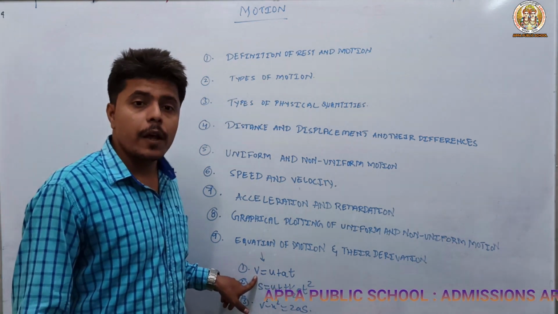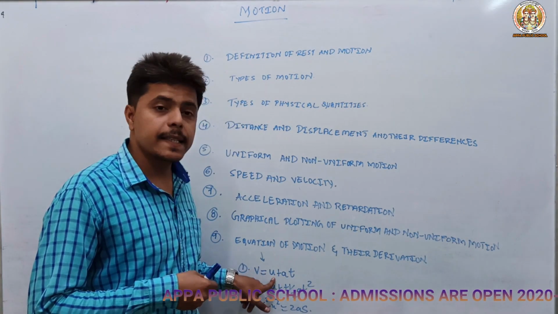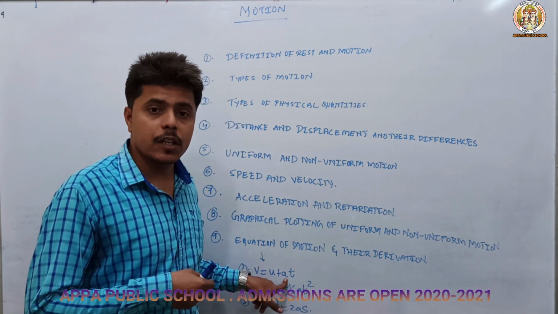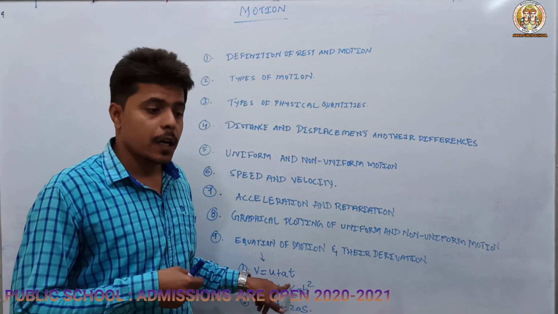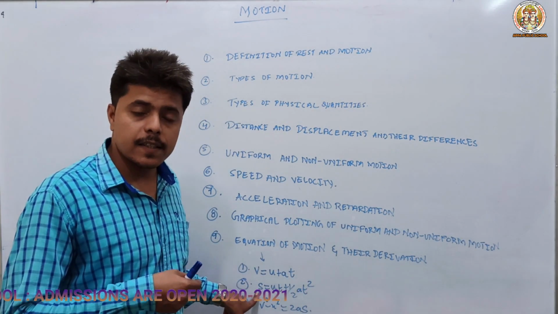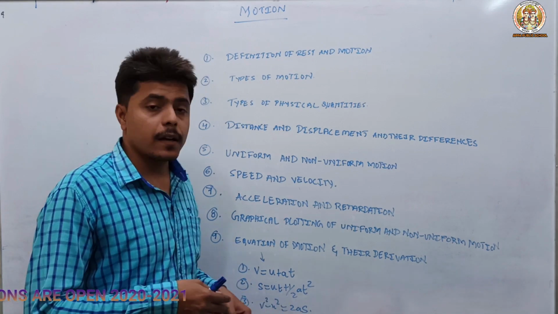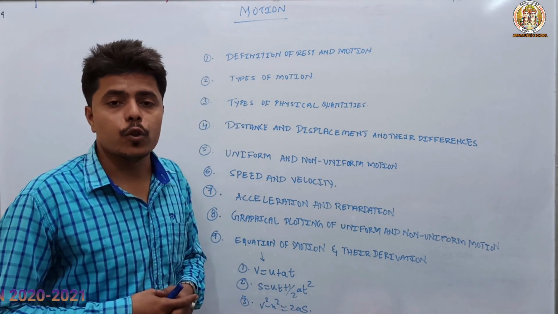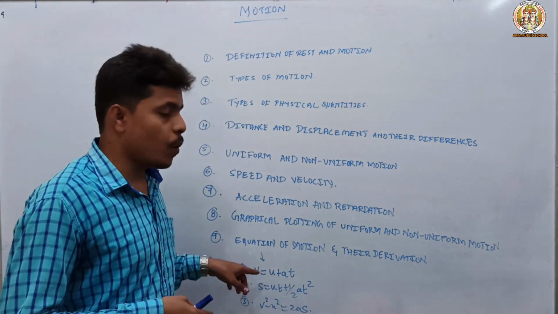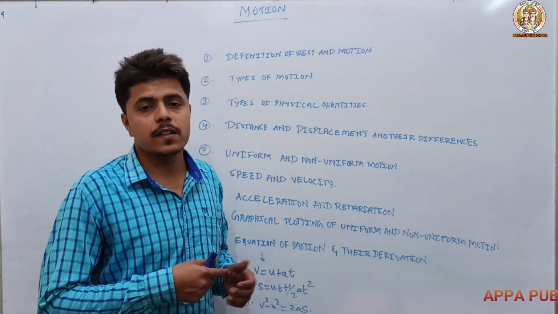So, I already told you: V means final velocity, U means initial velocity, A means acceleration, T means time taken, and small s means distance or displacement. These are the parameters in this equation of motion, and we came to know what V, U, A, T and small s mean.